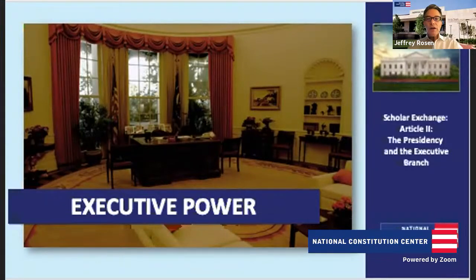So an executive order is an order issued by the president without bicameralism and presentment. Bicameralism means presentation to both houses of Congress, bicameral, two houses, and presentment means presenting to those houses. The president does it on his own.